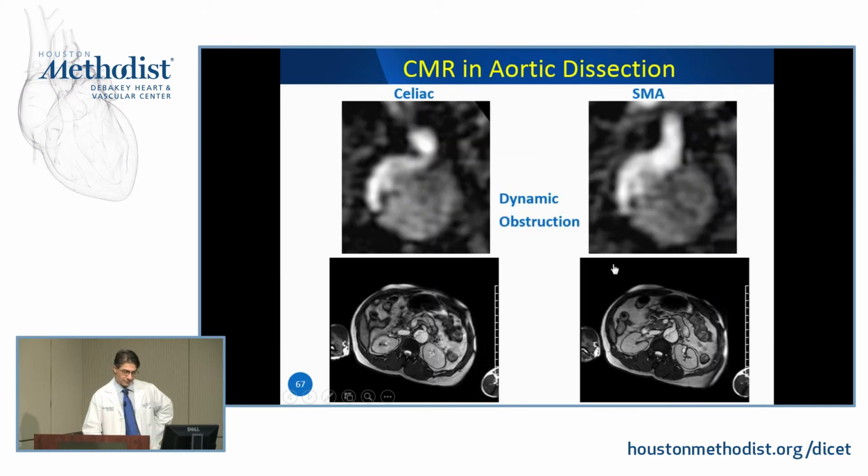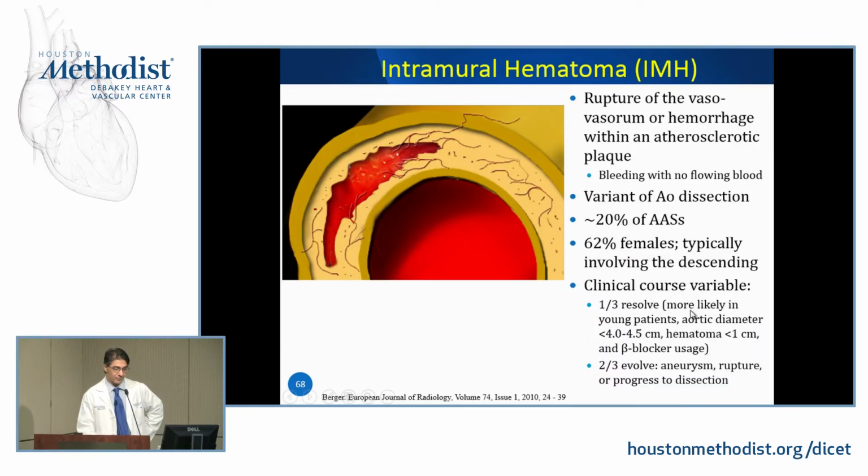So very helpful. CMR, because it's a dynamic test, can also show you dynamic obstruction. In this particular case, the true lumen, which these mesenteric vessels were coming off, would actually be occluded because the false lumen was pressurized, and that flap would go and occlude one of those vessels. So it can be very, very helpful.